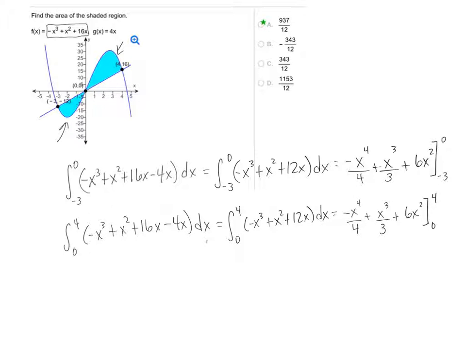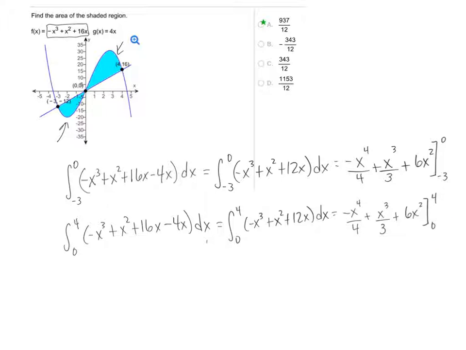And we're going to evaluate both of these. Once we evaluate both of these, because we're finding area, we make sure that whatever we get is positive, because area is positive, even though we will get a negative underneath there. And then this one will be positive, and we're going to get these two things separately. We're going to add them up.